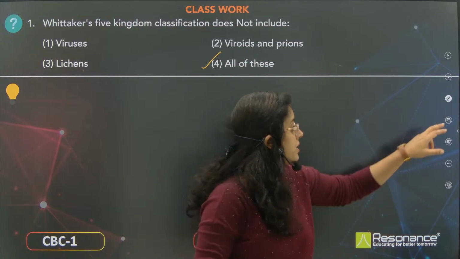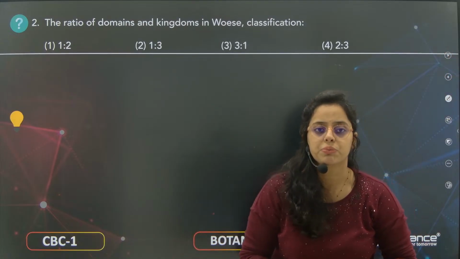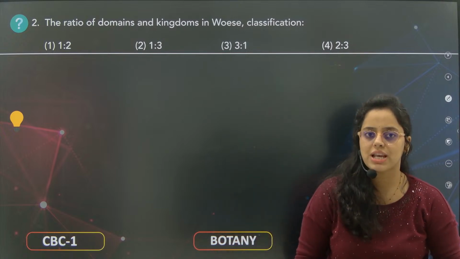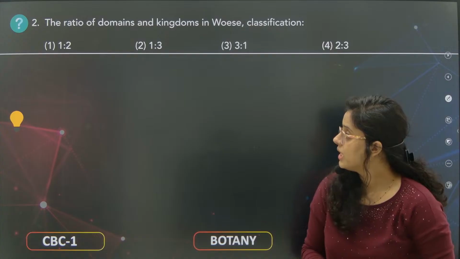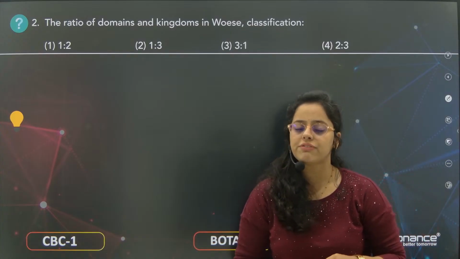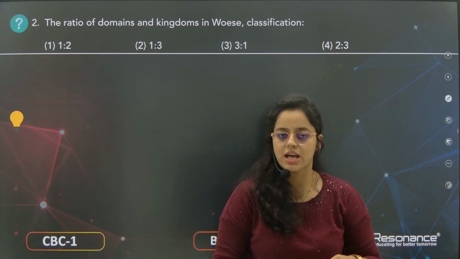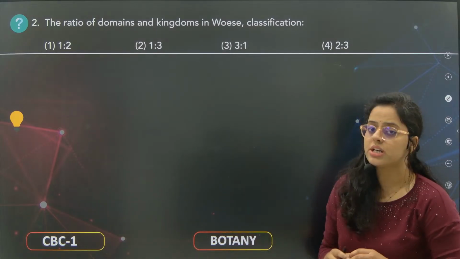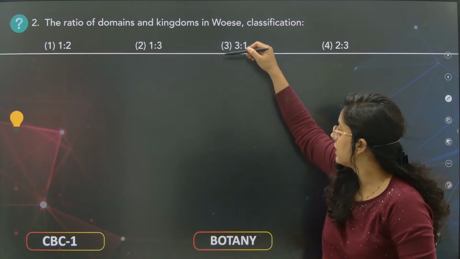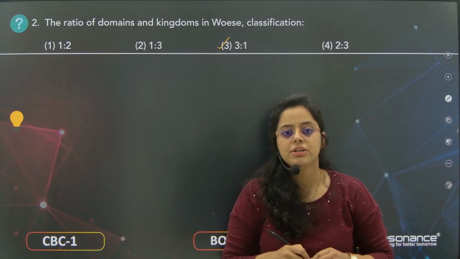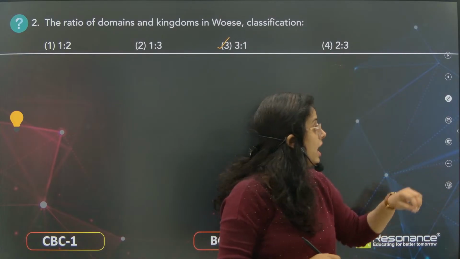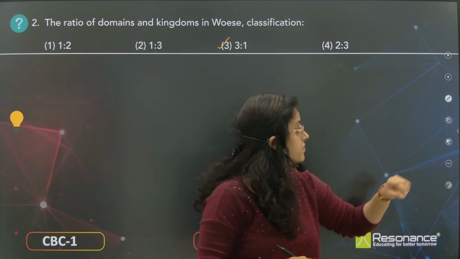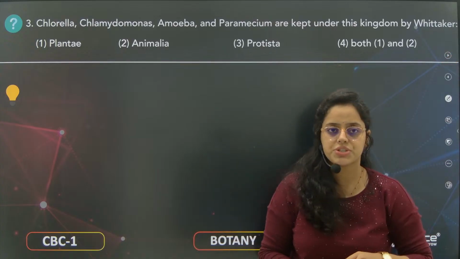Now coming to the next question, question number 2. The ratio of domains and kingdoms in Woese's classification is, the domains that he considered, 3 domains he considered, archaea, bacteria and eukarya, right? So here the domains that he has taken are 3 domains. Okay, and for each domain he had added different types of kingdoms, right? Now going to the next question.